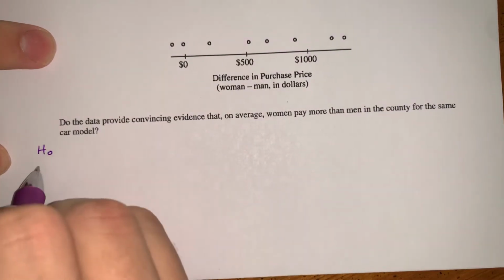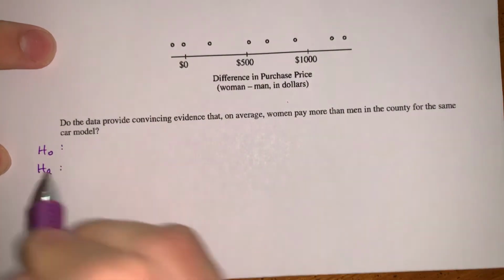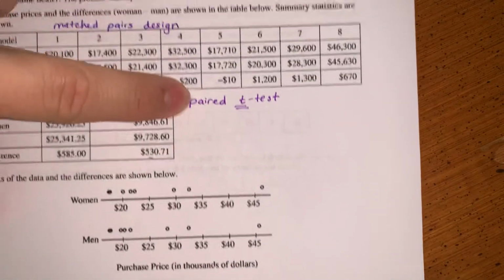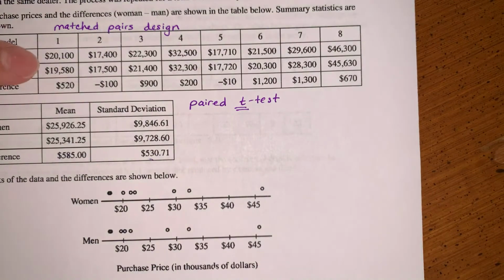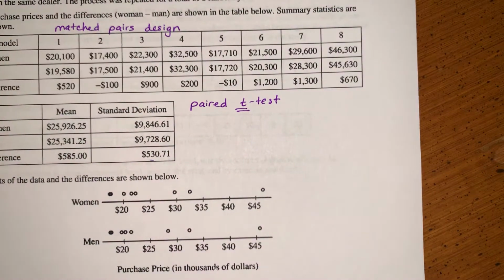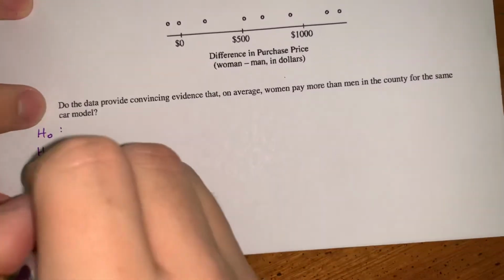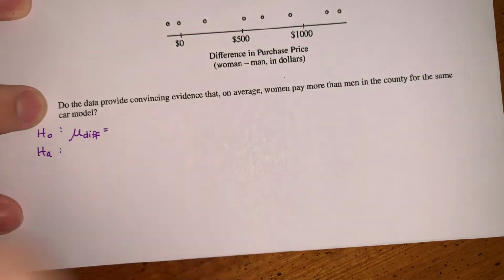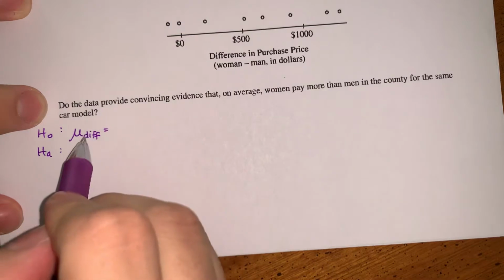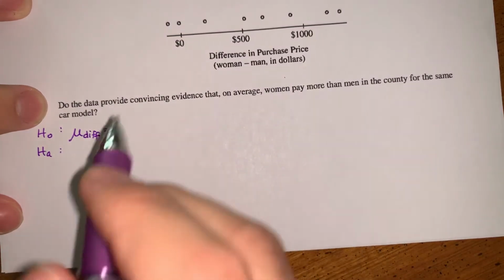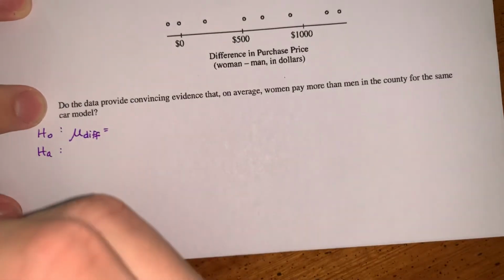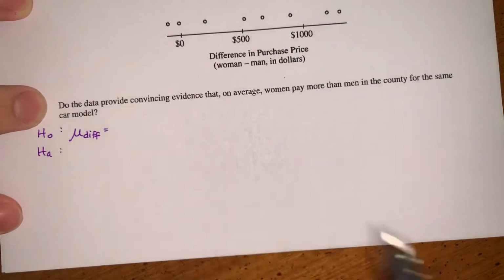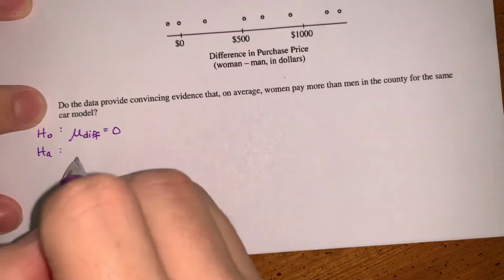So our null hypothesis and alternative hypothesis, it's always going to be the same for the null hypothesis. Whenever you're doing a paired t-test and you're trying to compare the differences within each pair that you're looking at, we're going to do mu diff, right? We're trying to compare the difference between the price that the women were charged for the car and the price that men were charged for the car. And the null hypothesis is always going to say, well, there is no difference. The difference is going to be equal to 0.